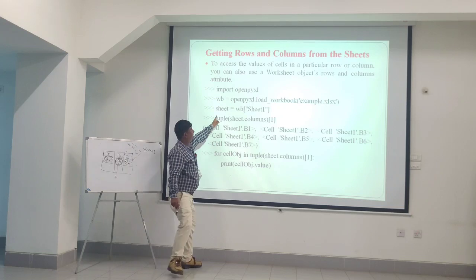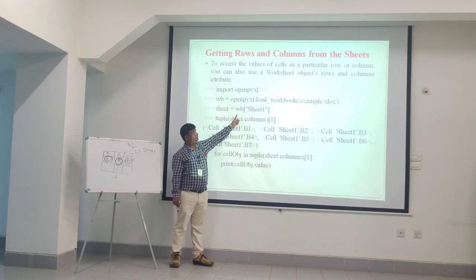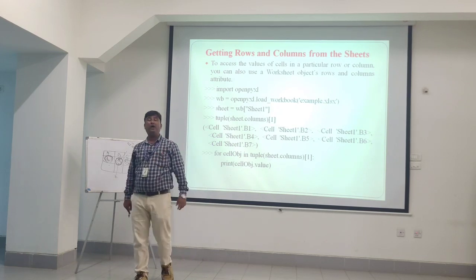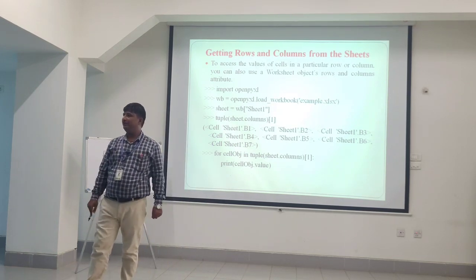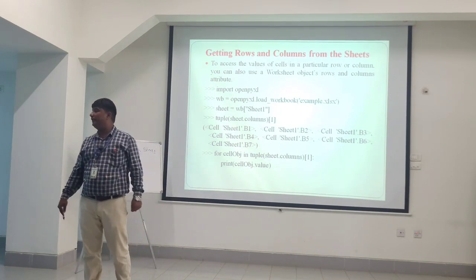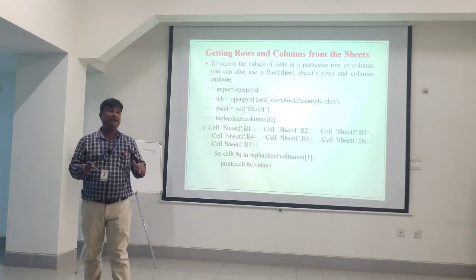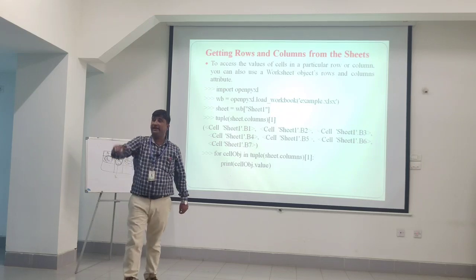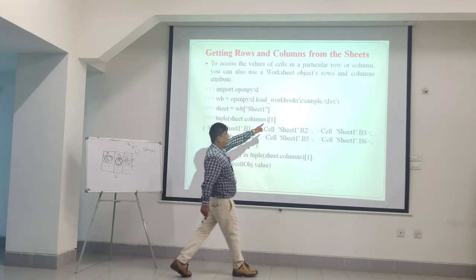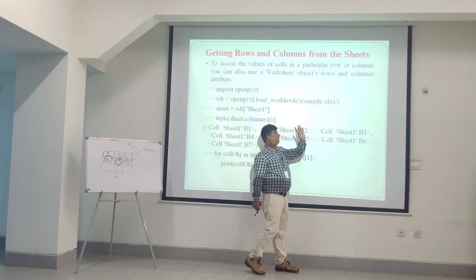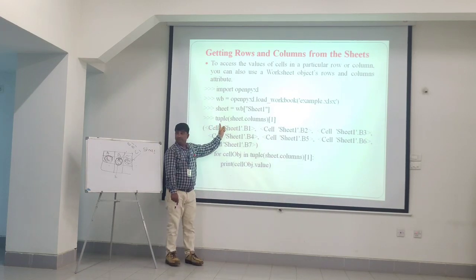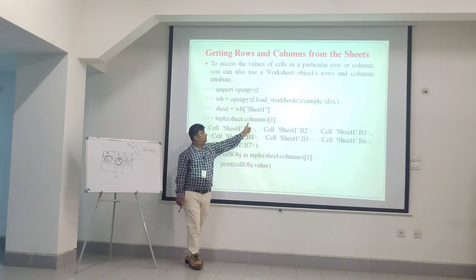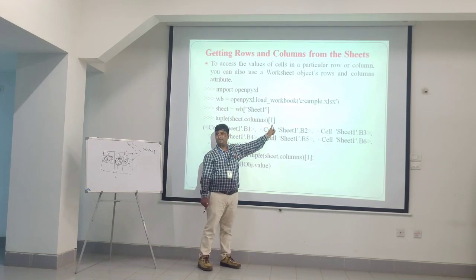Next, again, sheet is equal to wb sheet 1. Again I am using which sheet? Sheet 1. Why am I using sheet 1 only? Because sheet 1 contains my information, my data. What is that file name? The file name is example.xlsx. Now I am taking tuple of sheet dot columns of 1.